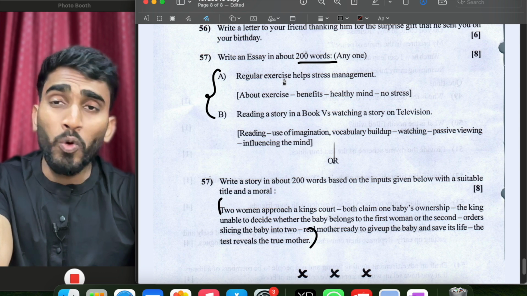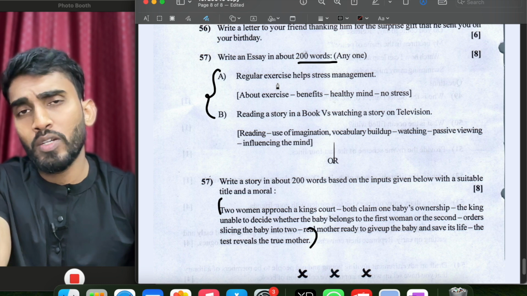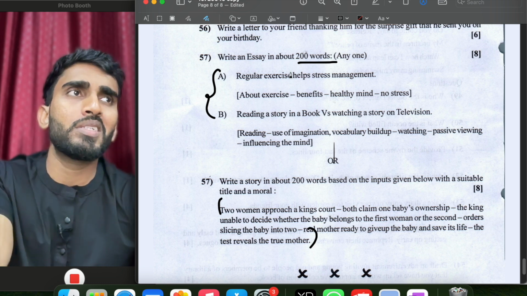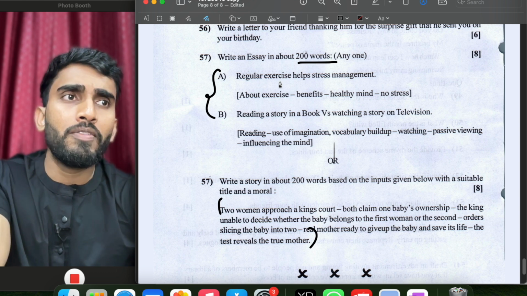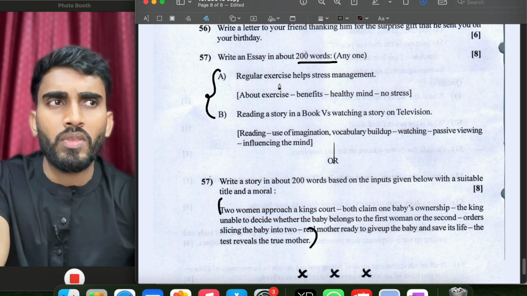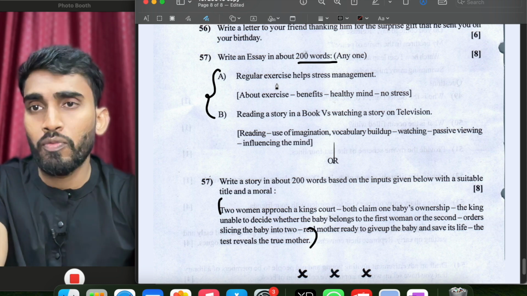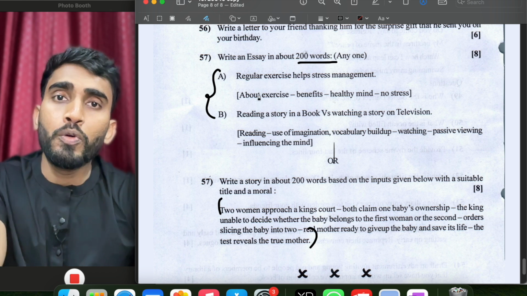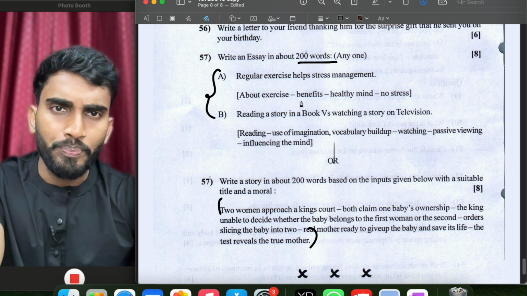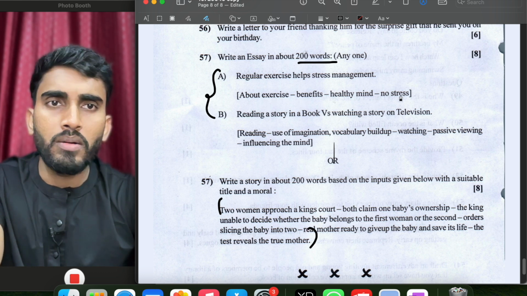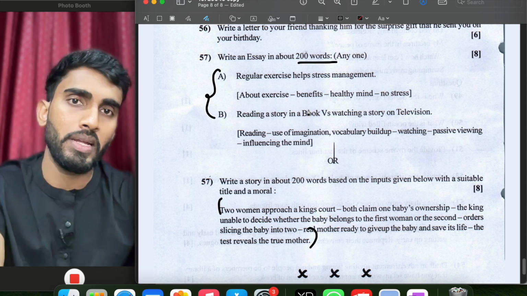So don't make it too lengthy, and don't make it too short. 200 words depends on the size of your font. I feel that 2 pages, around 1.5 to 2 pages, or 2.5 pages if it's a big font, will be enough. Use the points given in the bracket to write the essay, to get help in writing it.